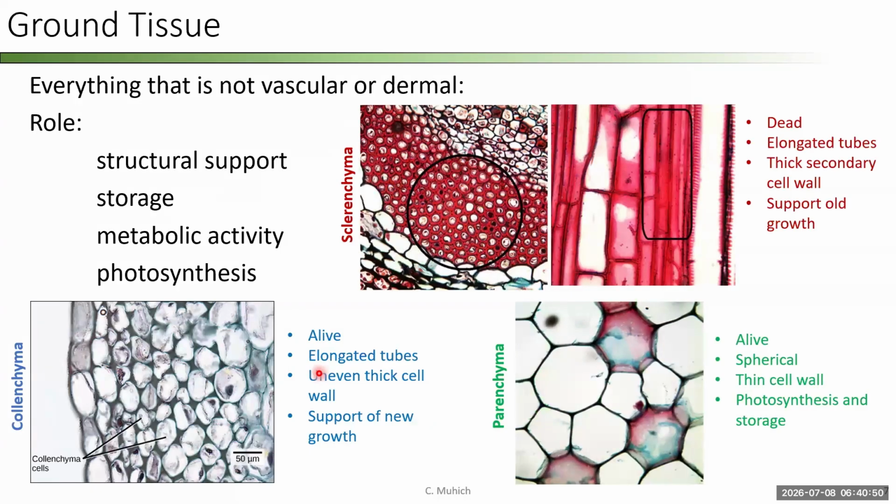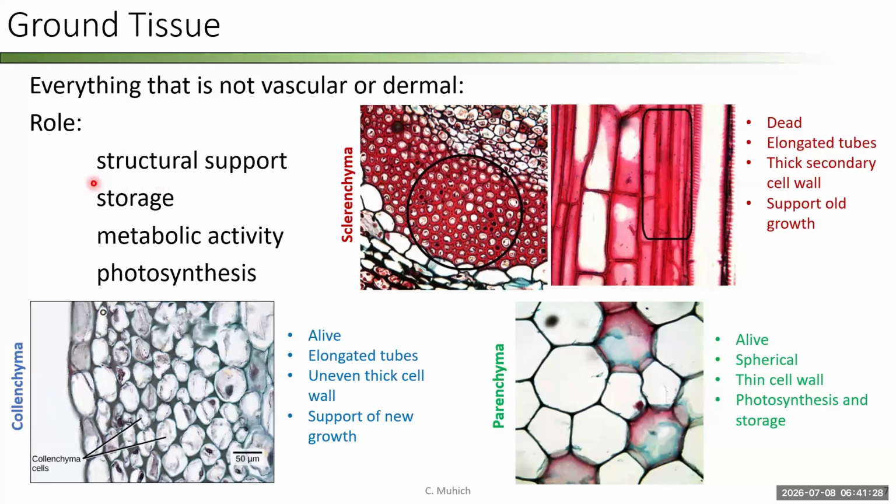Okay, so now let's take these cells, and these cells are going to organize themselves into tissues. As I said before, there are three major tissues that we will be talking about: ground tissue, vascular tissue, and dermal tissue. So we're going to start with the ground tissue. Its definition is pretty simple. It's defined as everything that is not vascular or dermal tissue.